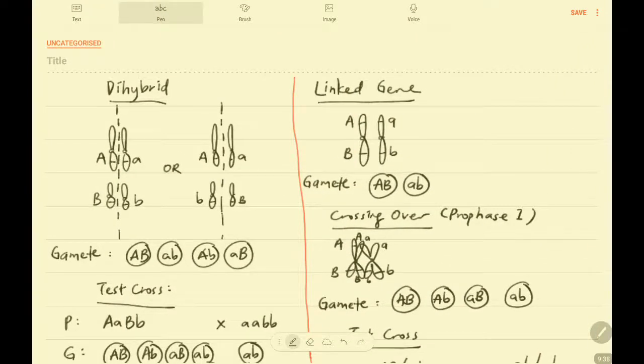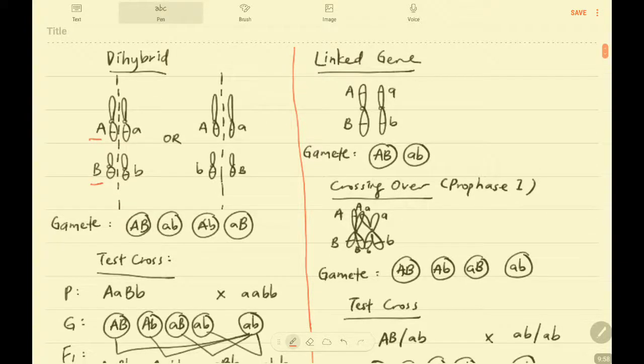As we know, dihybrid cross involves 2 genes, A and B, on different chromosomes. So we can apply the law of independent assortment. During the formation of the gametes, you can form either big A, big B, small a, small b, or big A, small b, or small a, big B. So this is independent assortment. They can assort independently without anything controlling them.